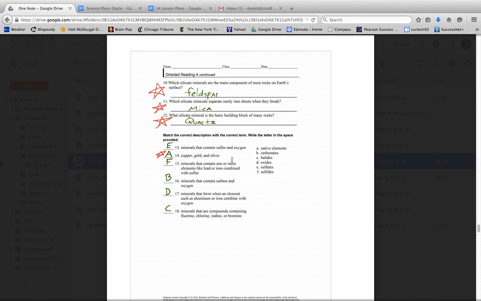13 is E, sulfates. 14 is A, native element. 15 is F, sulfides. 16 is B, carbonates. 17 is D, oxides. 18 is C, halides.